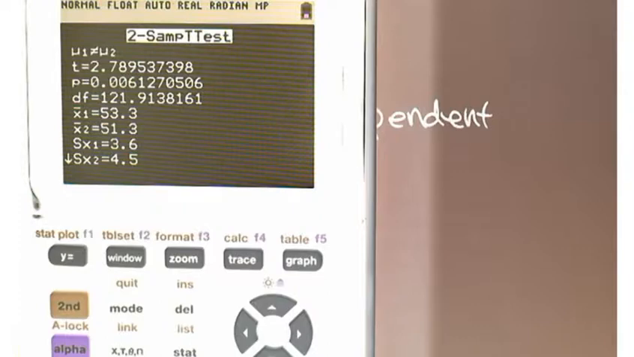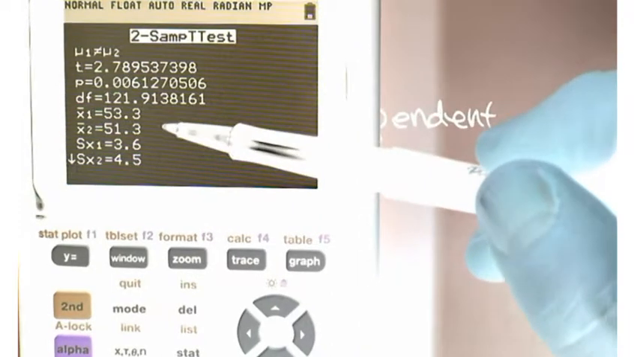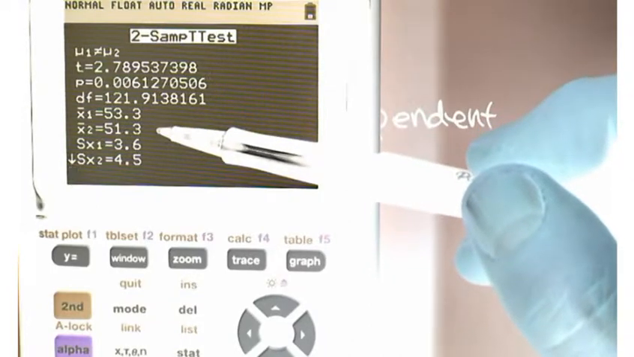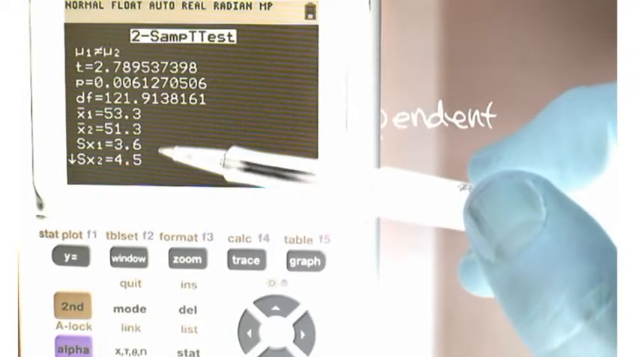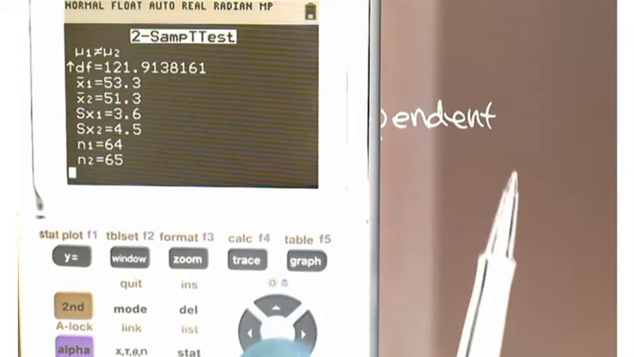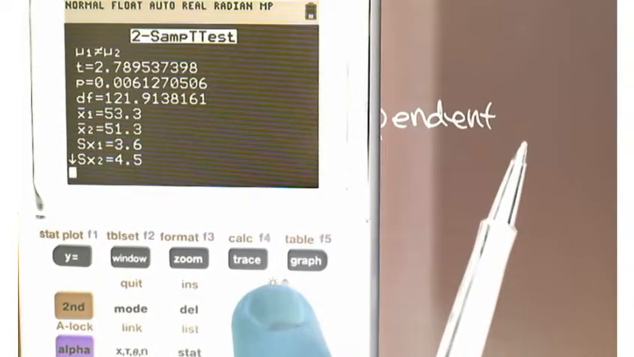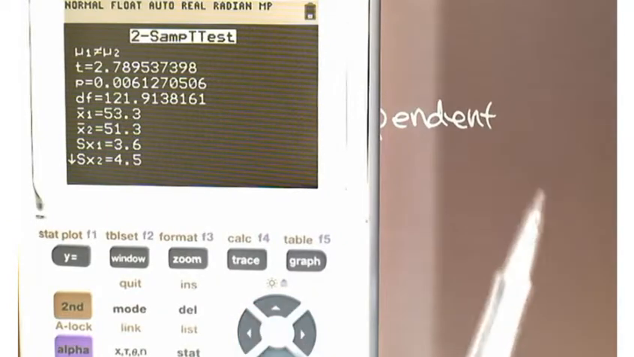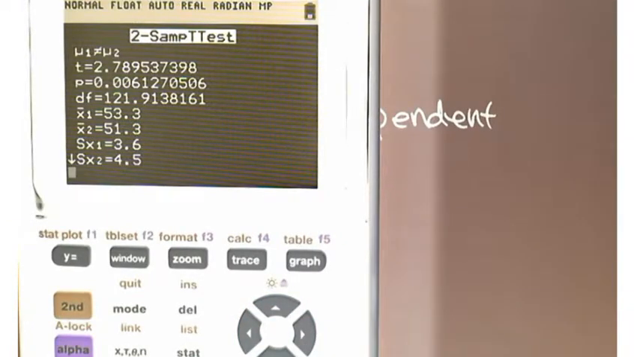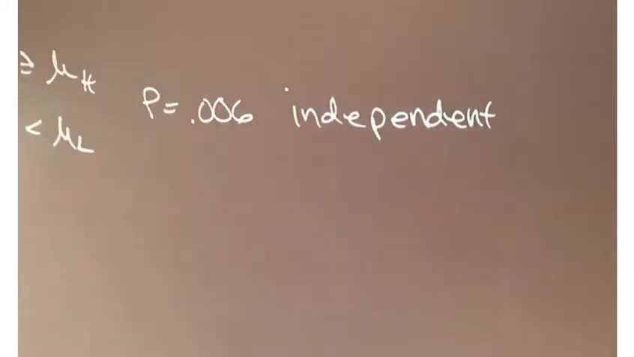I got 0031. Do I have all my data typed in correctly? 53.3, 51.1, 3.6. All right, we'll tell you what. Let's go through and do it then.